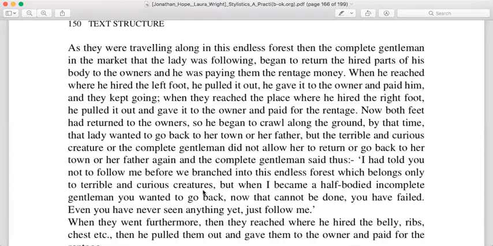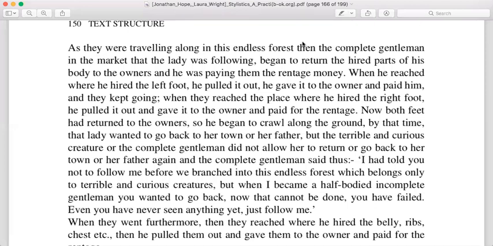Now, what we have found out in this, we would be talking about the departure from English language. You would see that this starts with the past continuous tense, as they were traveling along this endless forest, and then the lady was following, and then he uses the past tense only, right? So he keeps on mixing it up, the simple past tense and the continuous past tense, right?